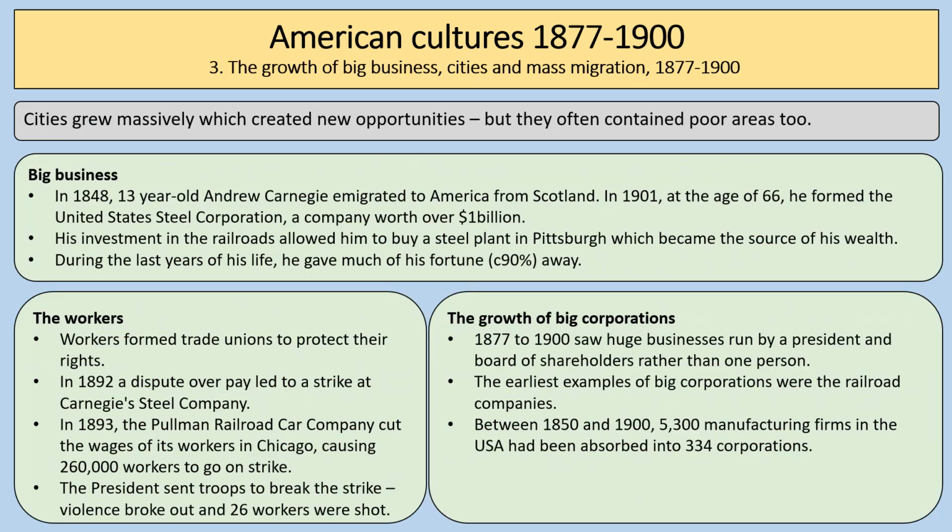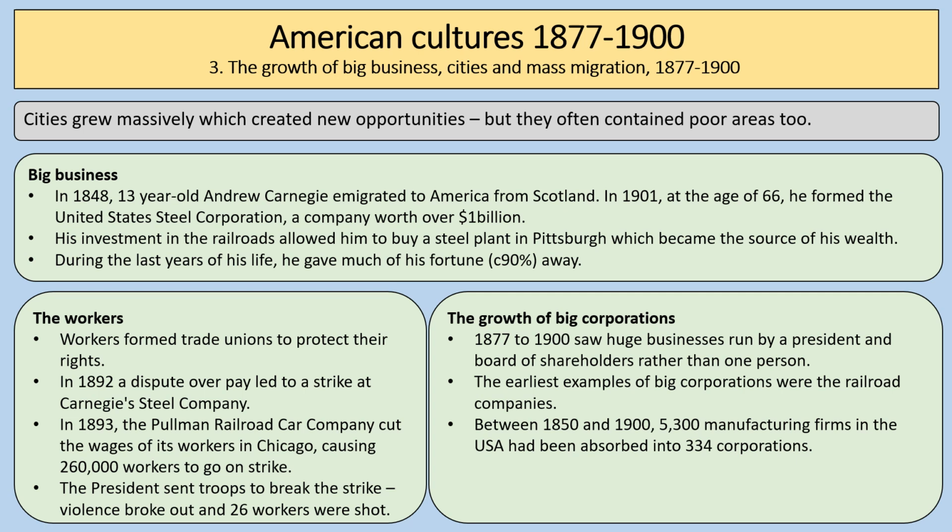Okay, so our last topic to look at is the growth of big business, cities and mass migration from 1877 to 1900. So during this time, cities grew massively and that created new opportunities. They often contained poor areas too. A good example of a big business case study is in 1848, 13-year-old Andrew Carnegie emigrated to America from Scotland, and in 1901, at the age of 66, he had formed the United States Steel Corporation, worth over $1 billion. He made his money through investment in railroads, allowing him to buy a steel plant in Pittsburgh, which became the source of his wealth. And during the last years of his life, he actually gave most of his fortune away.